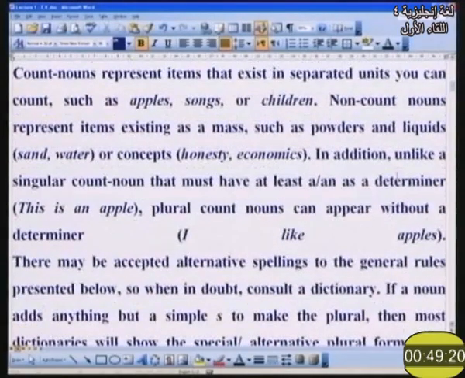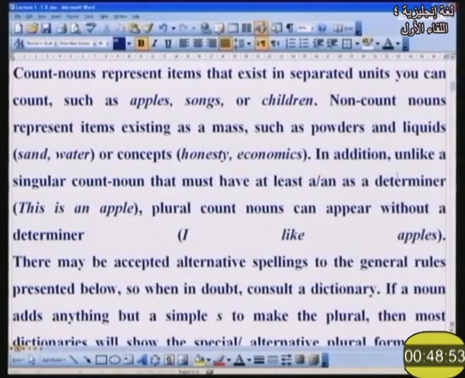In addition, this is the main difference. Unlike a singular countable noun that must have at least a or an as its determiner, this is the basic difference between them. If you are using a countable noun in the singular form, you have to say that this is singular. Most of the times you have to use a or an, and by the way, a or an mean one. Okay, this is an apple, it means this is one apple.